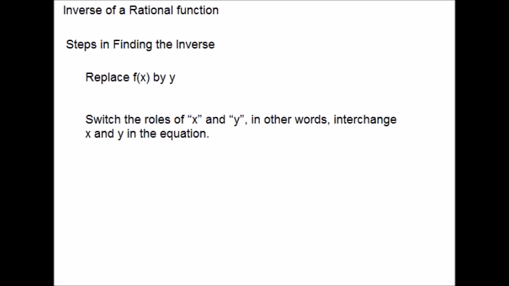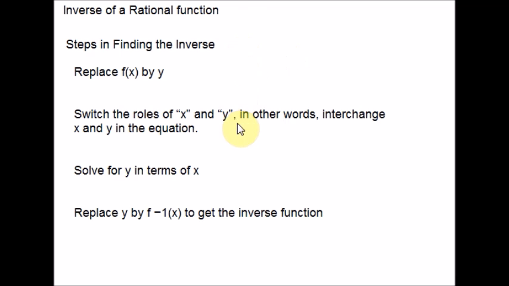Let us begin with the key steps in finding the inverse function of a rational function. Step 1. Replace f of x by y. Step 2. Switch the roles of x and y. In other words, we just have to interchange x and y in the equation. Step 3. Solve for y in terms of x. That is, we are going to isolate y on one side of the equation and shift all the other terms to the other side of the equation. Finally, step 4. Replace y by f inverse of x to get the inverse function. These are the key steps in finding the inverse of a rational function. Please go through the steps.